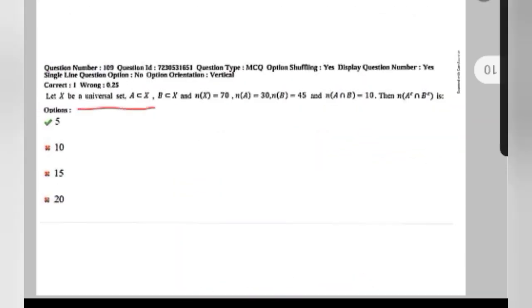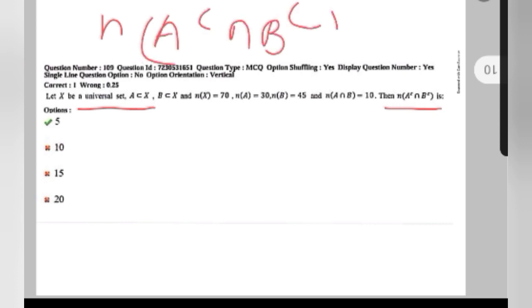So next question says that if X is a universal set, A is a subset of X, B is a subset of X, the number of elements in the universal set is 70, the number of elements in the set A is 30, the number of elements in B is 45, and the number of elements in A intersection B is 10. Then I have to find out the number of elements in A complement intersection B complement.